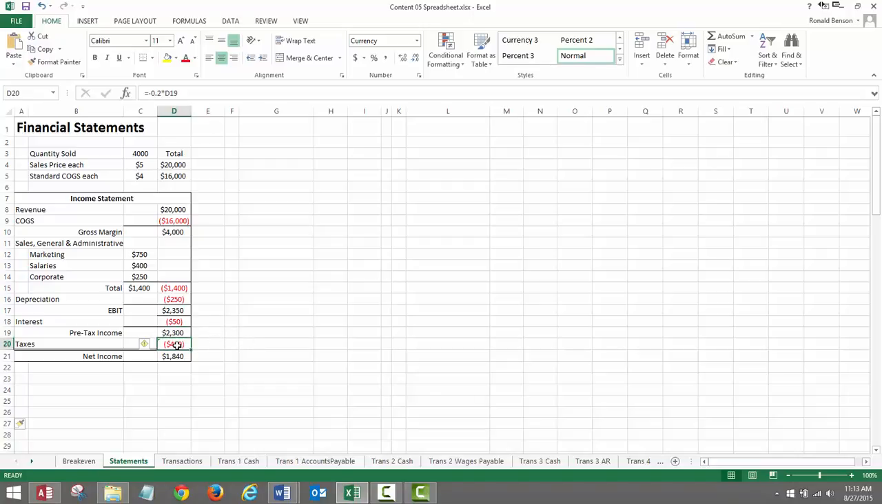And then we figure out taxes using some percentage typically. Here you see we use 0.2 or 20%. So it becomes $460. We subtract that, and our net income, our profit for this time period is $1,840. And that is the income statement.